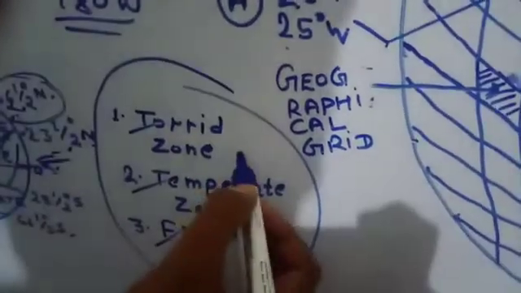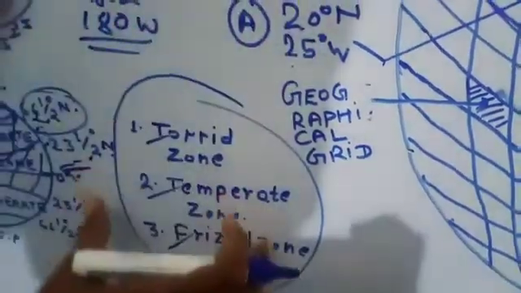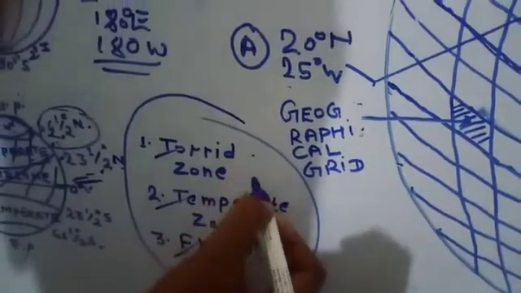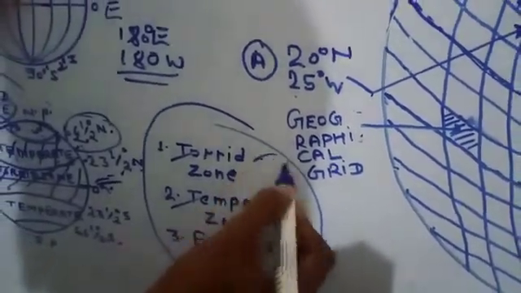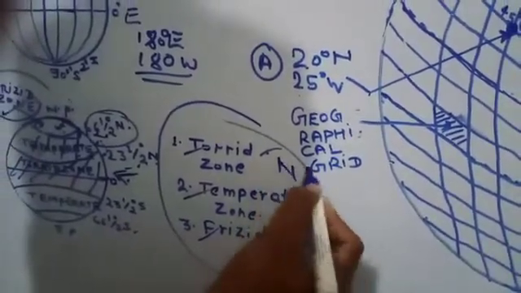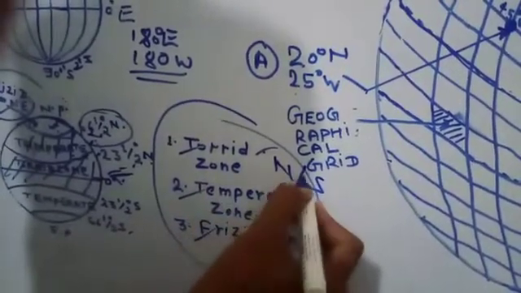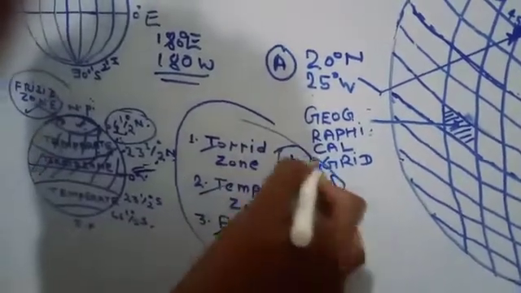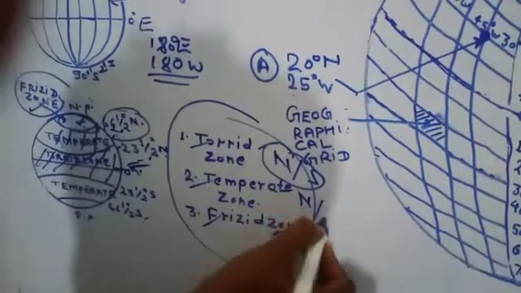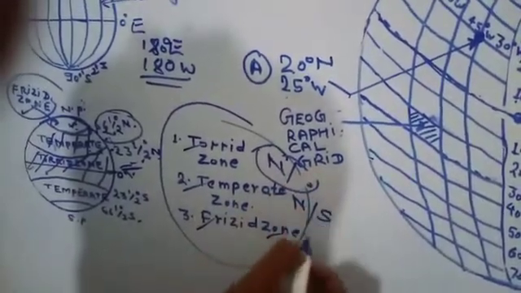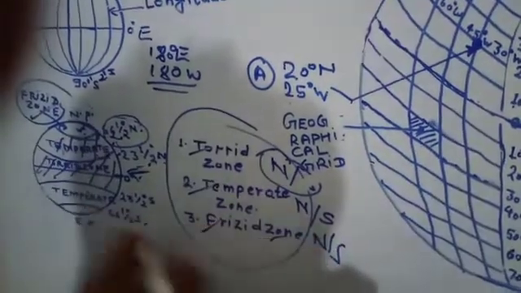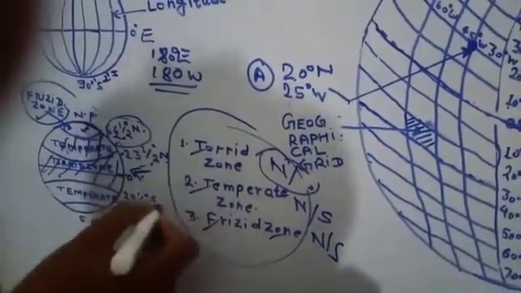So we can see our whole earth surface as divided into three climatic zones: torrid zone, temperate zone, and frigid zone. The torrid zone lies across both hemispheres, then there is the temperate zone of north, temperate zone of south, frigid zone of north, and frigid zone of south. So these are the climatic zones which we have seen.